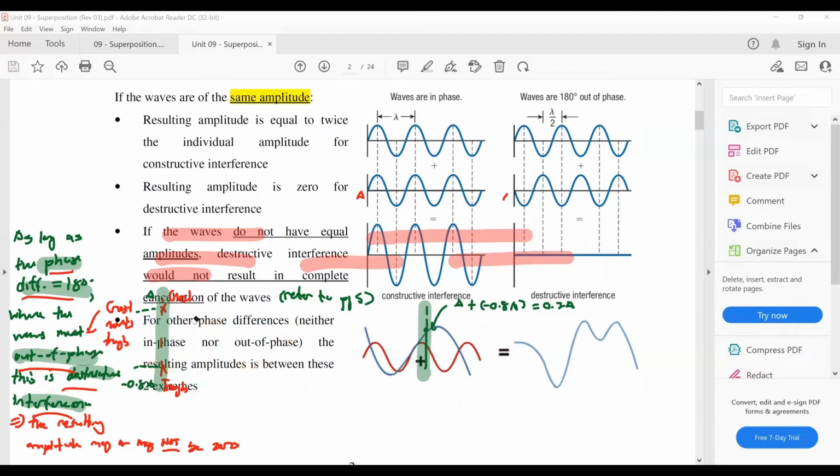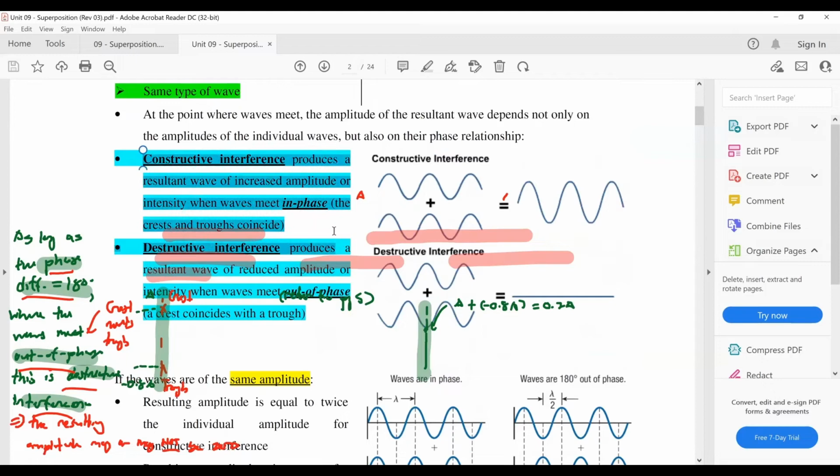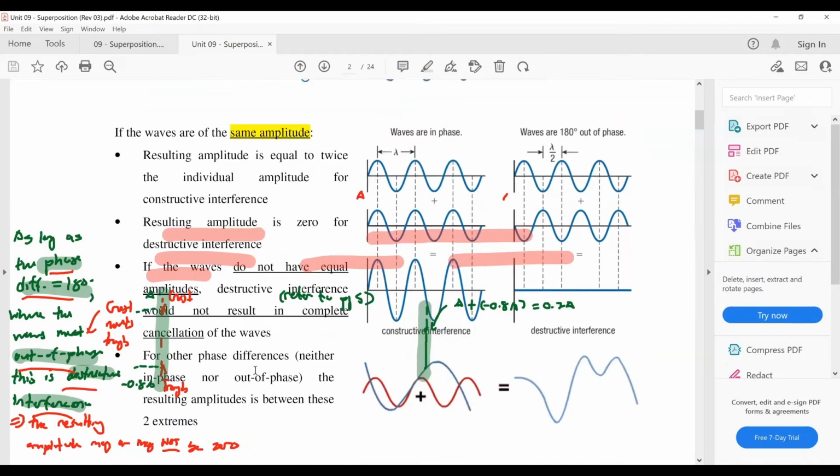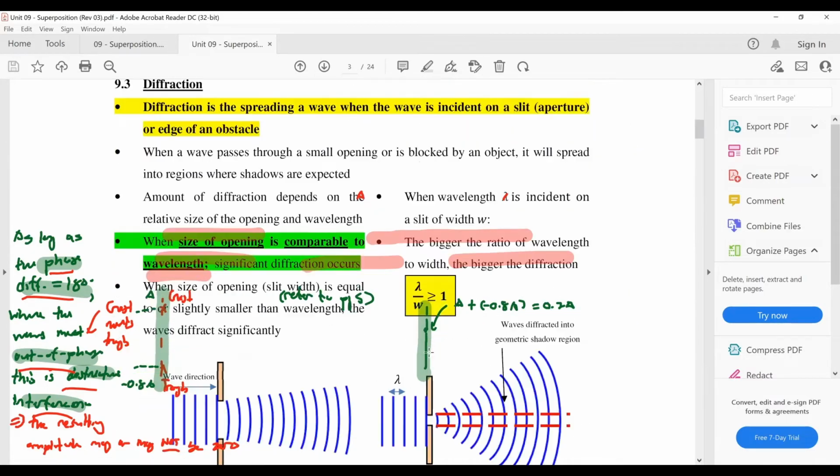So just now I told you that constructive interference always results in maximum amplitude or intensity. Destructive interference always results in minimum amplitude or intensity. So if the waves meet with a phase difference that is between in phase and out of phase, your amplitude will be in between the two extremes. Okay, so that part is all right.